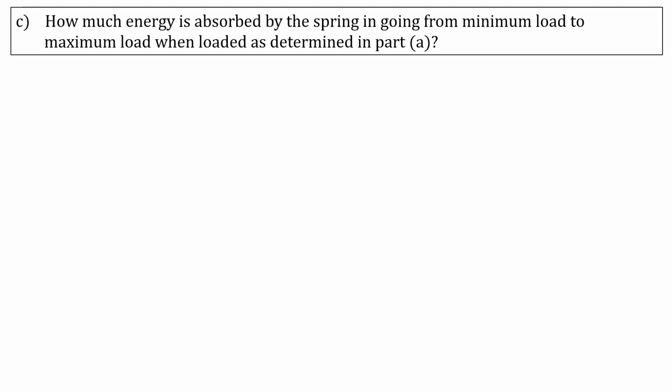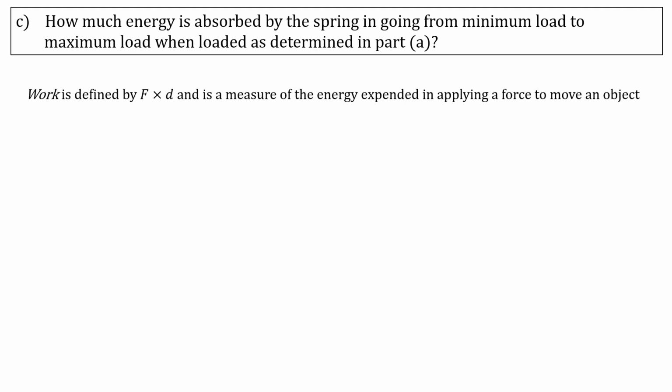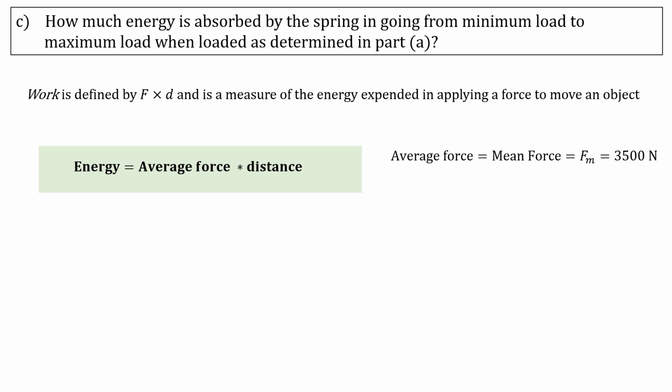Moving on to part C, we're asked how much energy is absorbed by the spring in going from the minimum load to maximum load when loaded as determined in part A. We know that work is defined by force times distance, and it's also a measure of energy expended. So energy is the average force times the distance, where the average force is equivalent to the mean force, which we found is 3,500 newtons. And then we also have the distance, so that's the deflection due to the force.